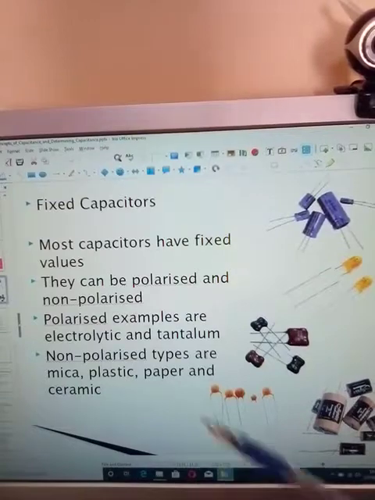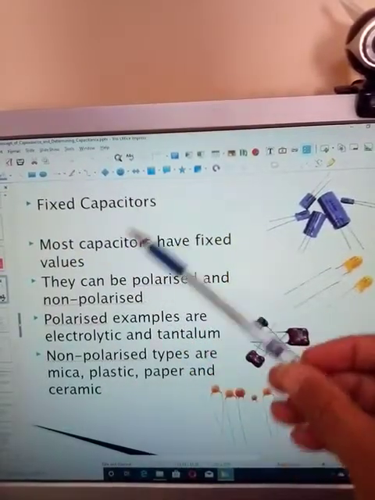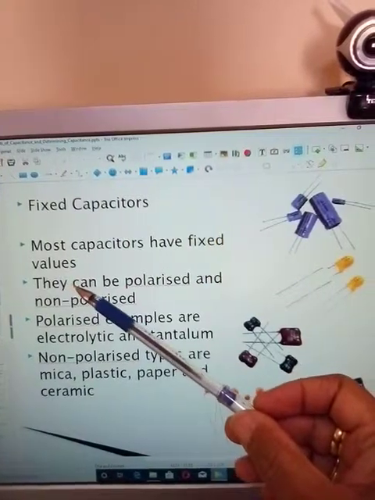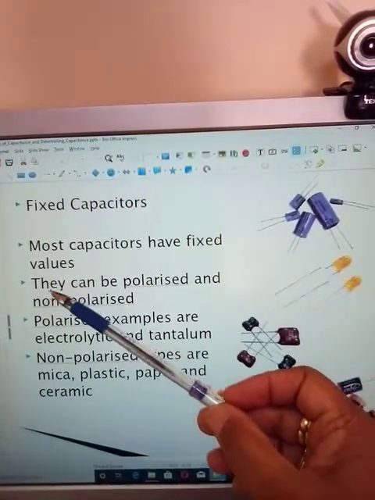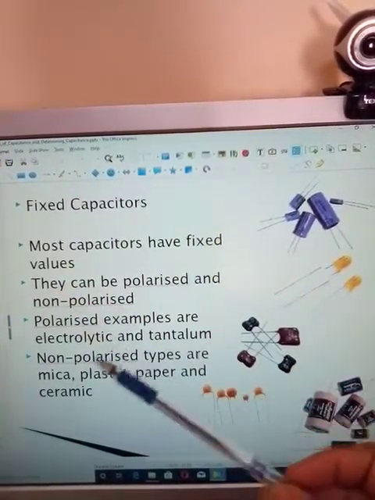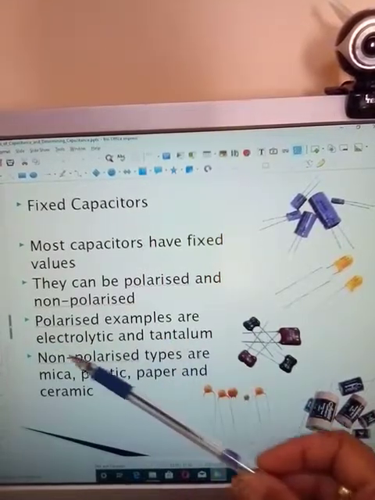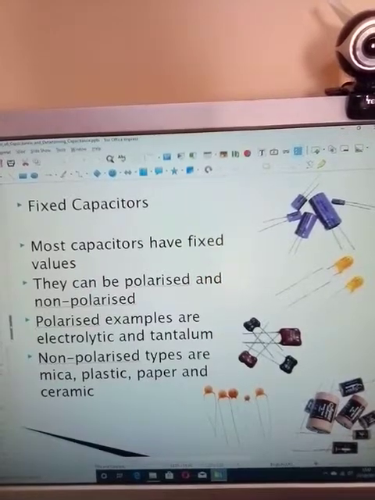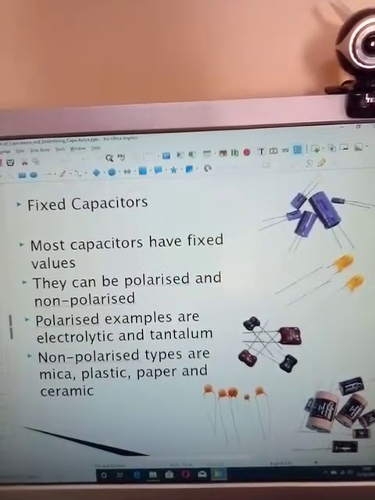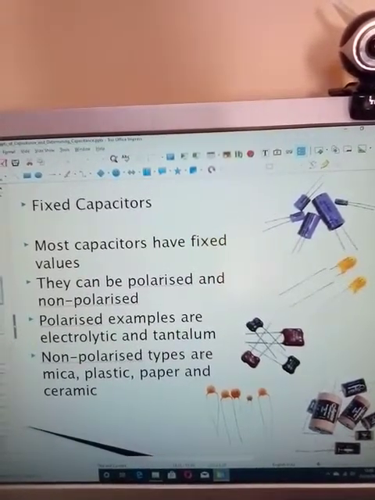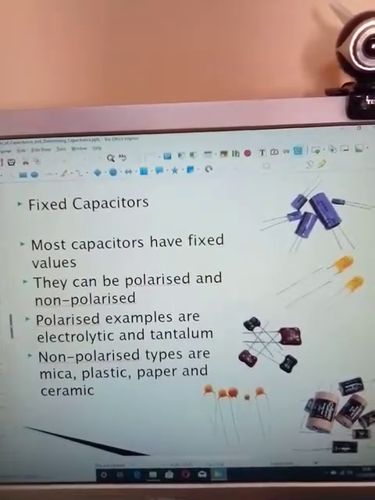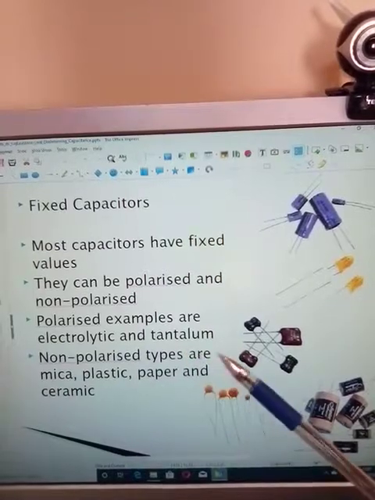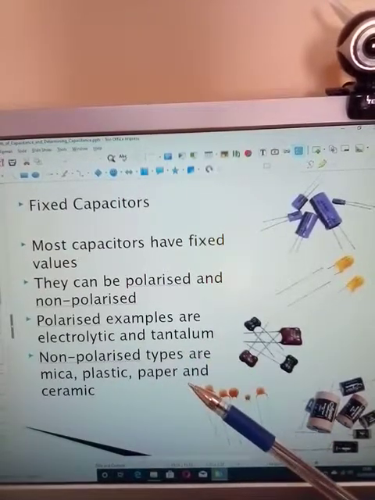Now, fixed capacitors. Most capacitors have fixed values. They can be polarized and non-polarized. Polarized examples are electrolytic and tantalum. Non-polarized values are mica, plastic, paper, and ceramic. Now, there are quite possibly others which I have not mentioned, so bear in mind this is by no means exhaustive.